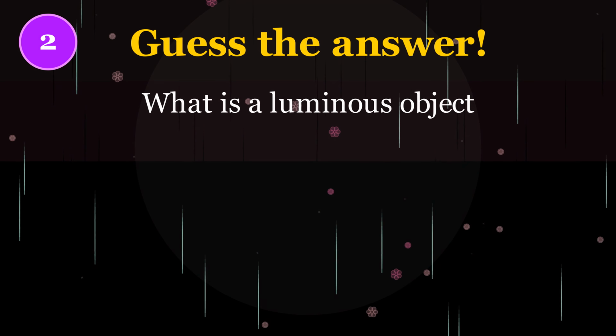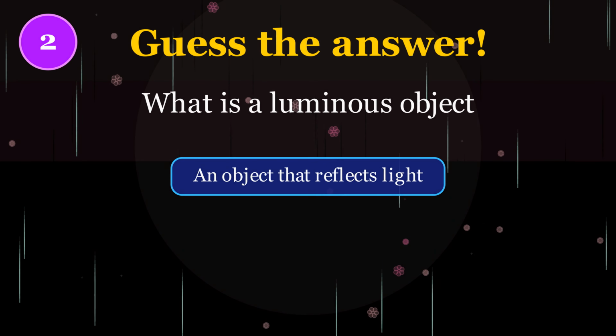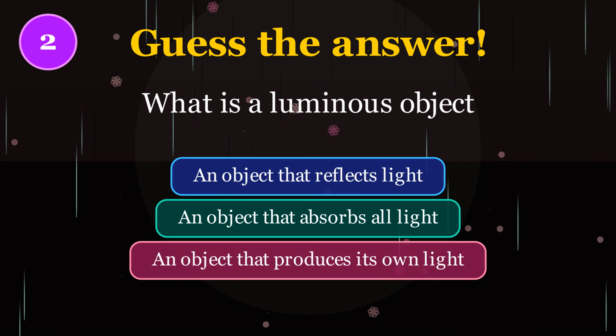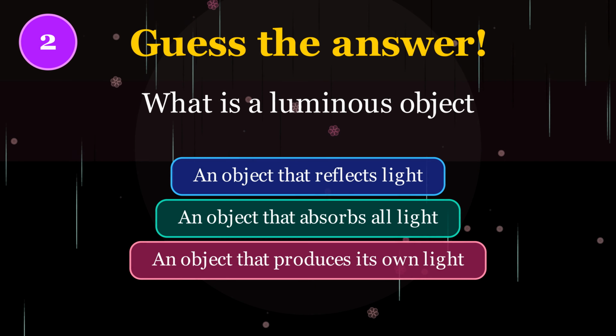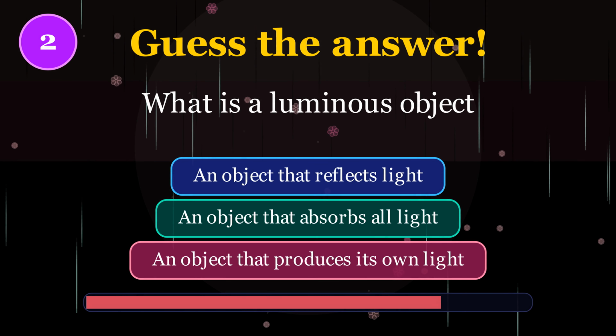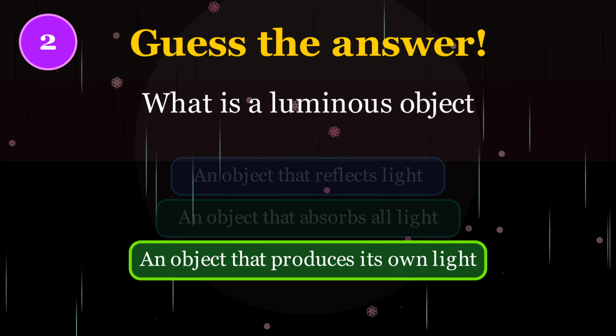What is a luminous object? An object that reflects light. An object that absorbs all light. An object that produces its own light. The correct answer is an object that produces its own light.